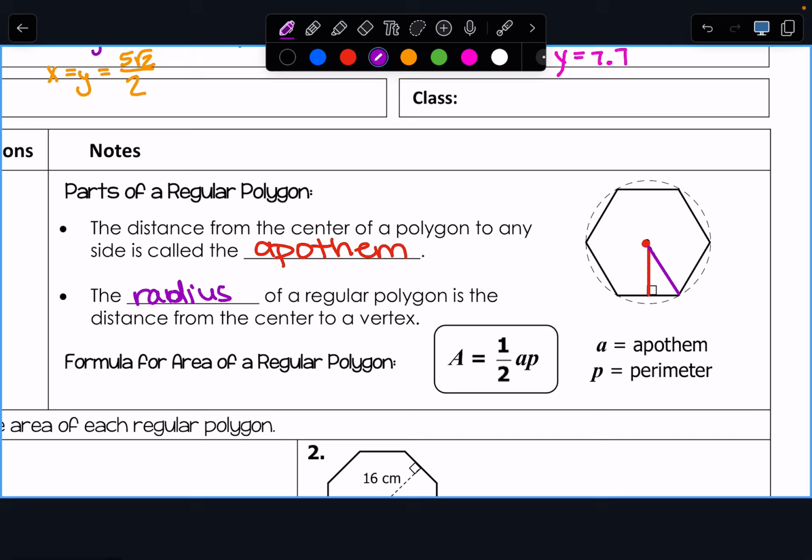Is the apothem like always in the middle of the segment? Yes, because it's a regular polygon, so it's always going to go to the midpoint. Did you hear Derek's question? He wanted to know if this was always going to be at the midpoint. The answer is yes, because this is for a regular polygon.